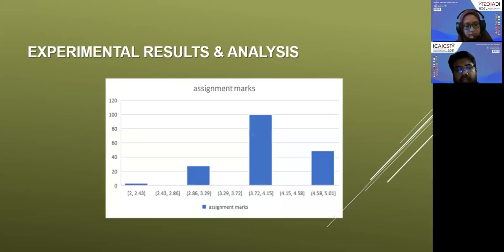After that, we did the experimental analysis, results and analysis. You can see here the attendance marks. Looking at how students performed, most students got attendance marks from 3.72 to 4.15. It's the most common result among students.